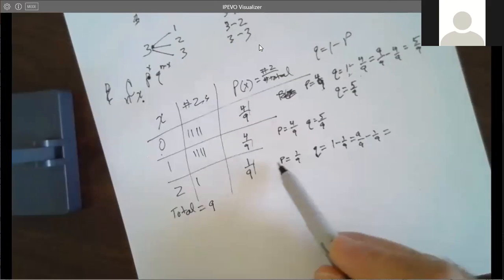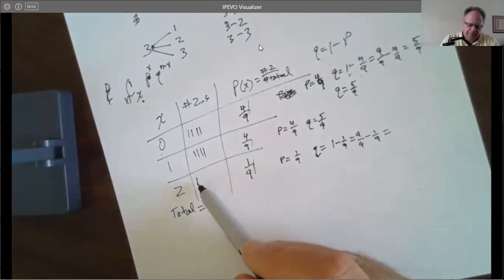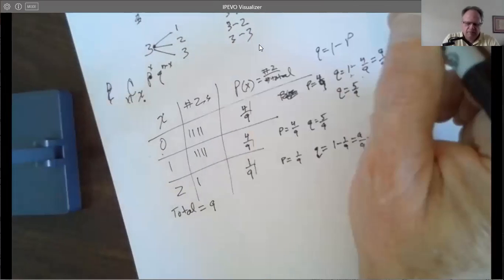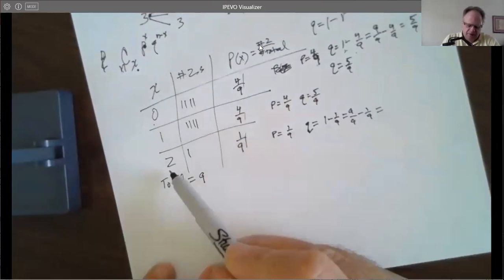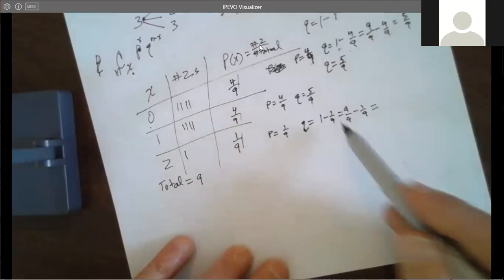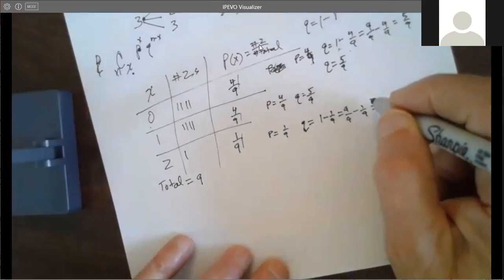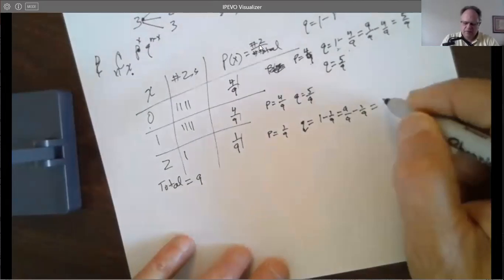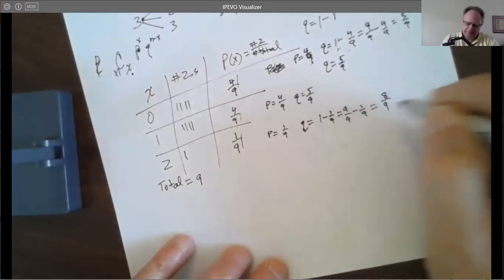Here, the probability of success for rolling two 2s, you can only get one case where you get 2 spins and both of them are 2s. So that's 1 over 9. So the probability of spinning twice and getting both 2s is 1 over 9. So Q would be 1 minus 1 over 9. If you change the 1 to 9 over 9 so that you get a common denominator, 9 minus 1 is 8, so it's 8 over 9.